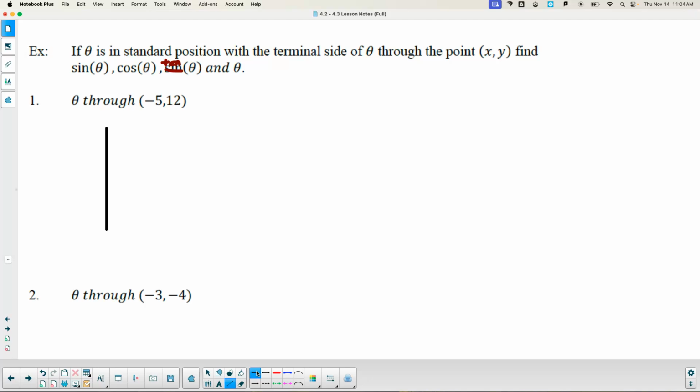Sine, cosine, and tangent. And we want to find actual theta. Okay? So I'll do the first one with you, and then you guys can do the second one on your own just as a test to see what you can do. Okay? So I'm first going to start with a Cartesian coordinate system, and I'm going to place on it, in which quadrant is the point -5, 12? Quadrant 2. Closer to the horizontal of quadrant 2 or closer to the vertical? Closer to the vertical, right? Because we get 5 to the left and 12 up. So that would be kind of like up in here, right?